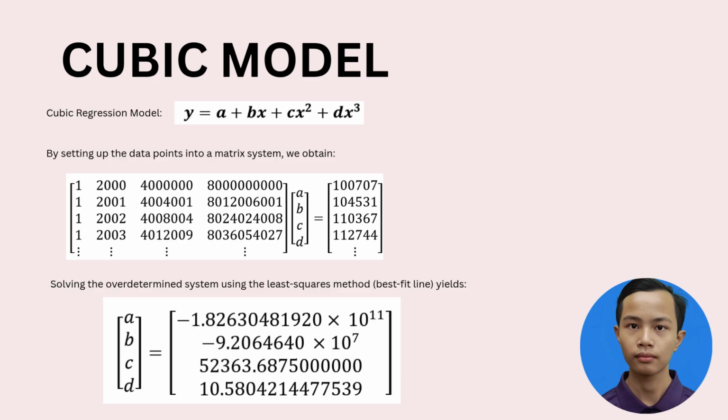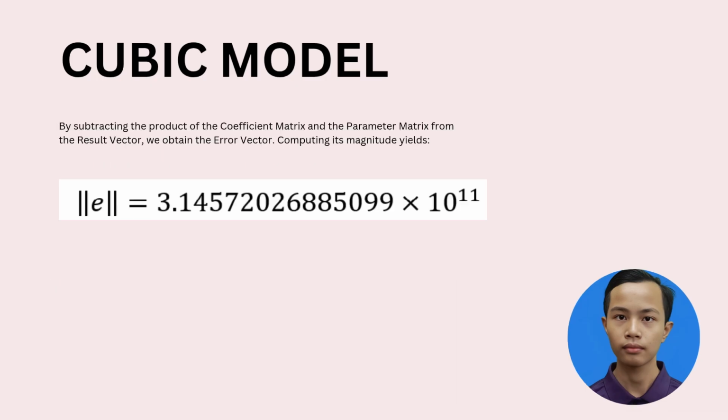A, B, C, D and 177. So we need to solve this using Maple, so that we can get the values of A, B, C, D. So the value of A is negative 1.8 multiplied by 10 to the power of 11. The value of B is negative 9.206 multiplied by 10 to the power of 7. The value of C is 5263.68, and the D value is 10.5804. So continue on the other page.